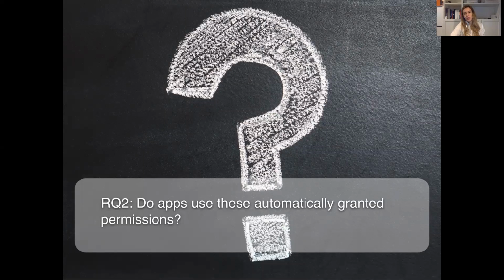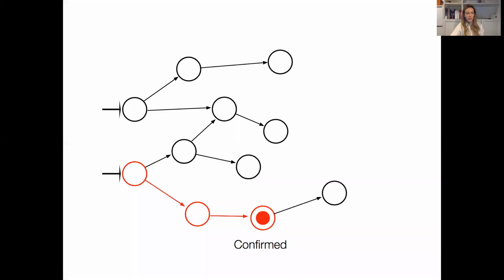Now, we know that this practice is quite prevalent. So now what we care about is to understand if apps actually use these permissions or they just request them without then really using it. To answer this question, we statically analyze the sample that we identified in the first research question.